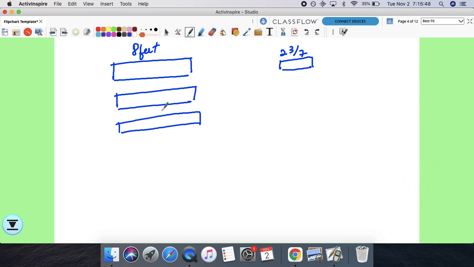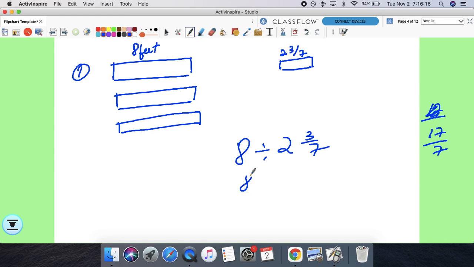It doesn't say, so it's an interesting question because of that. So let's try to do 8 feet divided by 2 and 3 sevenths. If I have one of those boards, the first board, and I divide it by 2 and 3 sevenths. First of all, let's change 2 and 3 sevenths into an improper fraction, and that's going to be 17 over 7. So it's going to be 8 times 7 over 17. Can I simplify now? So I get 56 over 17, which I'm going to change to a mixed number.